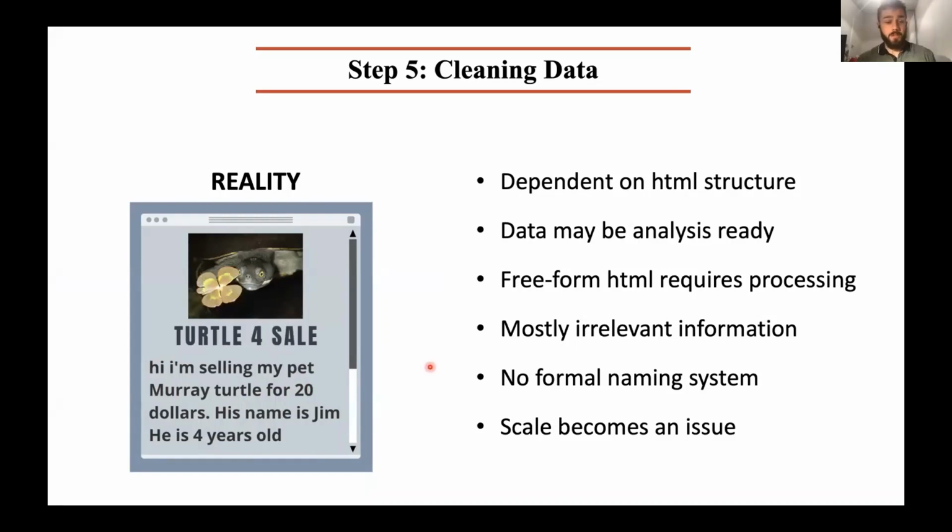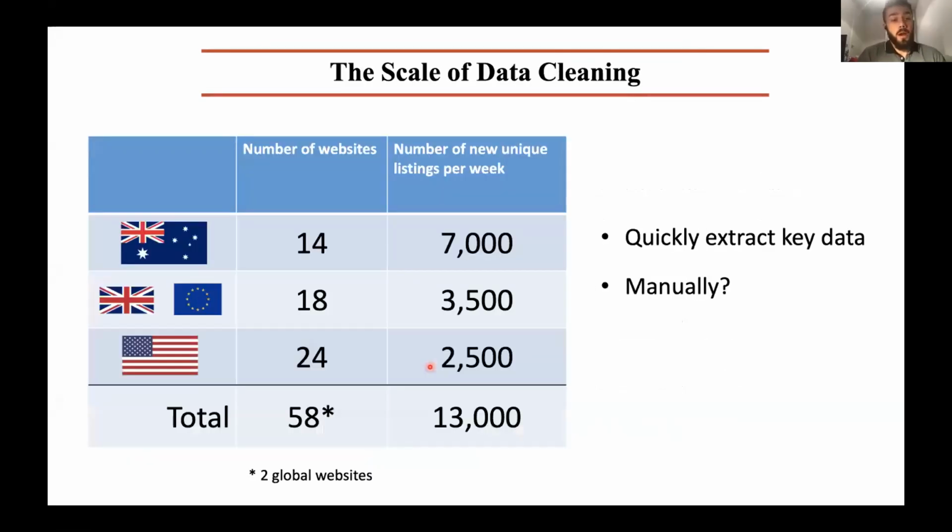And when that happens, the scale of study becomes a major issue. So just to highlight what I mean, when we looked at the initial set of candidates that we wanted to study, which was 58 websites across several different Western platforms, we suddenly realized that we were dealing with around 13,000 new unique product listings every single week. And we're a team of under 20 people. So there's no question of whether we'd be able to manually process that amount of data.